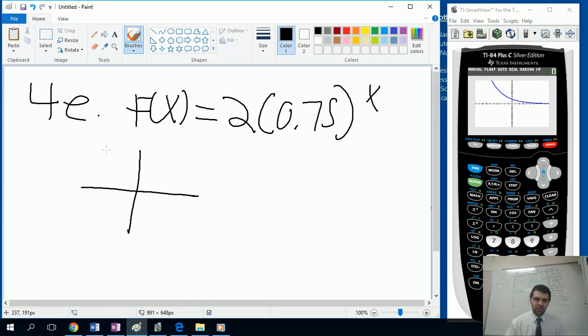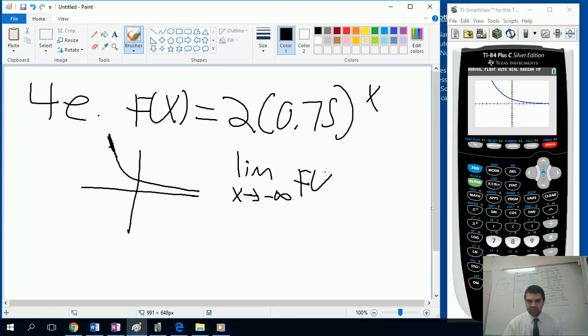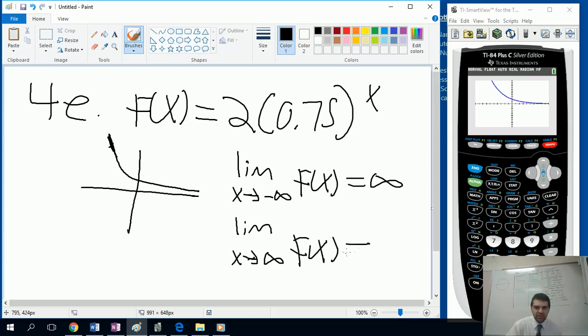graph, and we have a horizontal asymptote at 0, and then it approaches kind of infinity. So the limit as x approaches negative infinity of f of x is equal to infinity, and then the limit as x approaches infinity of f of x is equal to 0. That's because as x gets really large, it approaches a horizontal asymptote of 0, and as x becomes really negative, an infinite number, it goes up into forever.